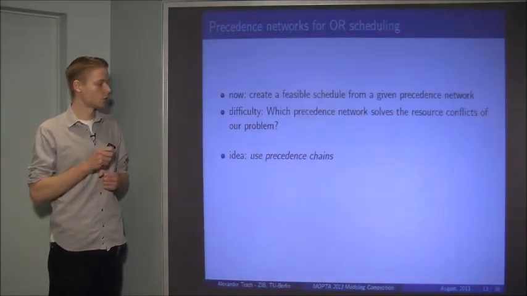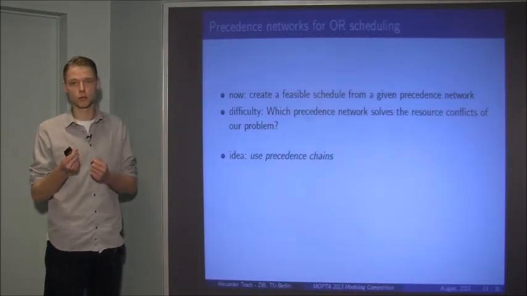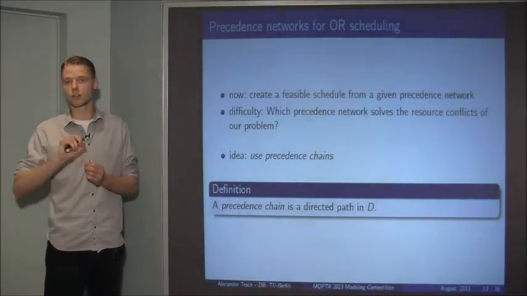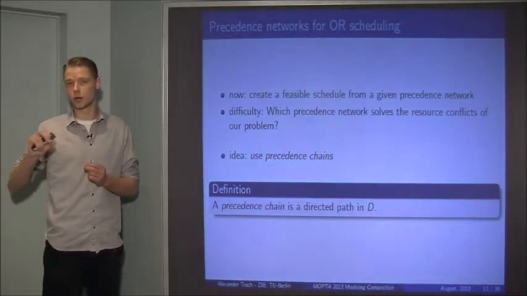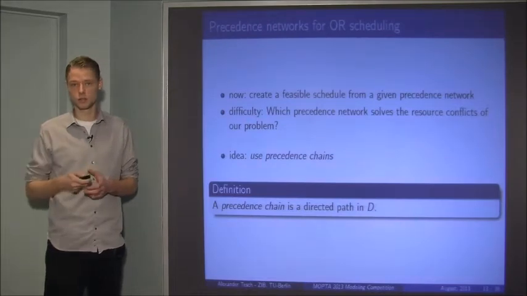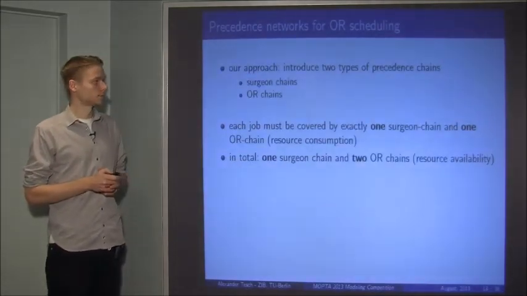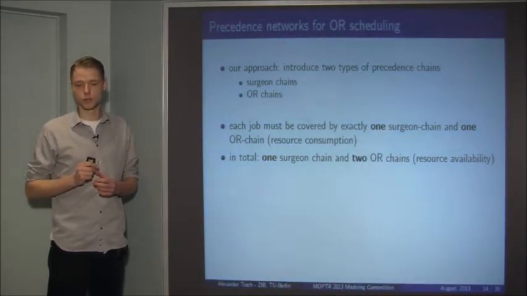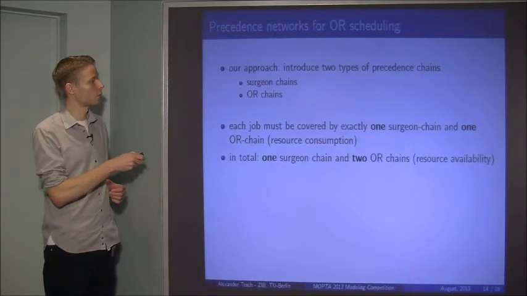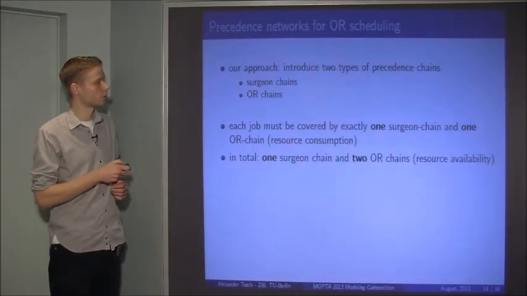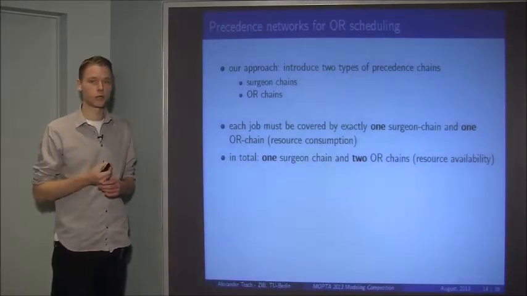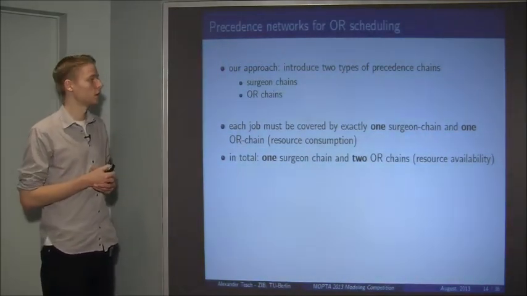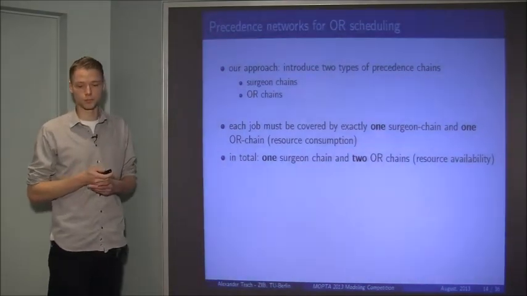And what we do here to develop a special precedence network for our problem is to introduce precedence chains. A precedence chain is nothing more than a directed path between jobs in this network. And we consider two special types of precedence chains, one for the surgeon and one for the OR. In particular, we have exactly two for the operation rooms because we have two operation rooms available, and one for the surgeon.